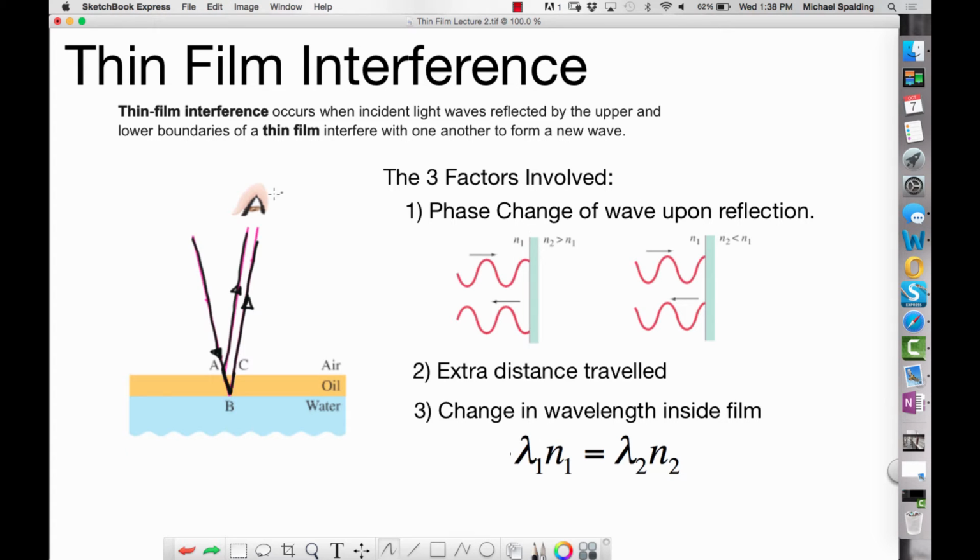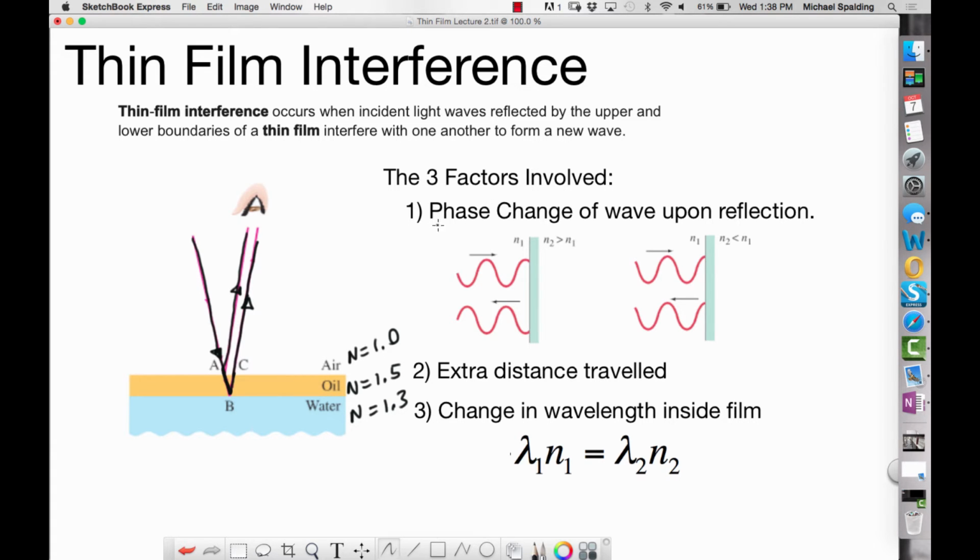All right, so whether or not this person sees a bright spot on the film or a dark spot on the film depends upon whether these two rays are in phase with each other or out of phase with each other. So here's what you've got to realize. Number one, there's going to be a phase change whenever a light ray reflects off of a medium that has a higher index of refraction. So for example, air has an index of refraction of 1.0. Oil is about 1.5. Water is about 1.3.